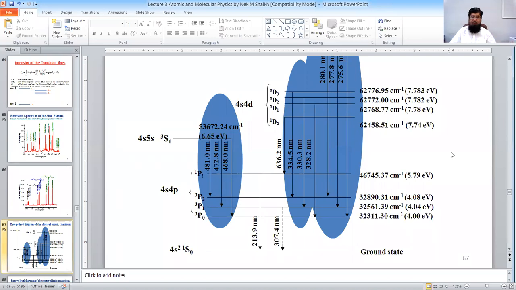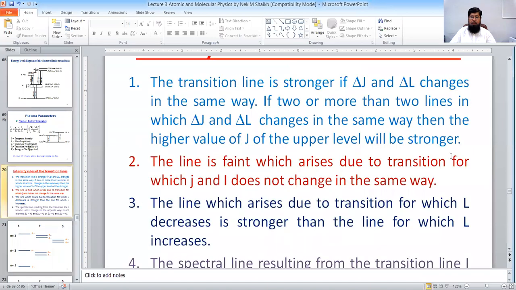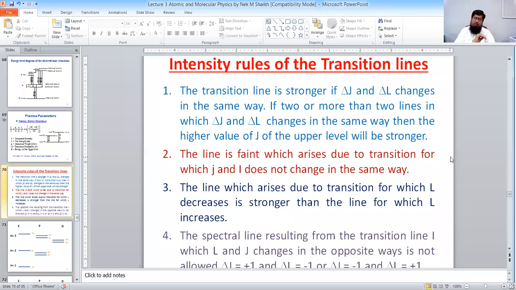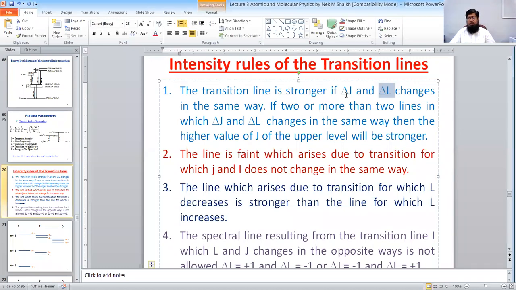Here, what are the intensity rules of the transition lines? Now transition lines are being emitted. Suppose the transition line is stronger. When is it stronger, meaning when is it dominant? When delta J and delta L change in the same way. If for any transition line delta J and delta L change in the same way, meaning if delta J is +1 and delta L is also +1, then its intensity will be maximum.